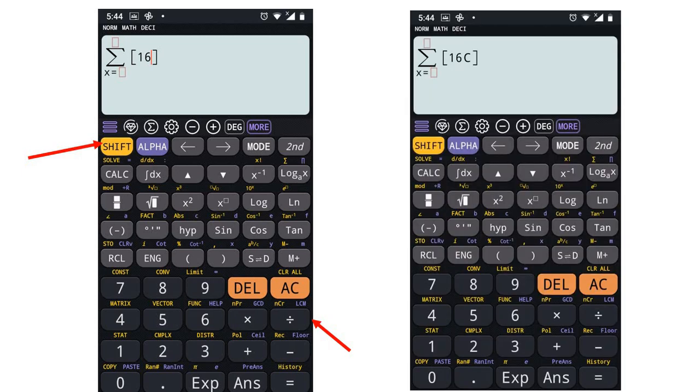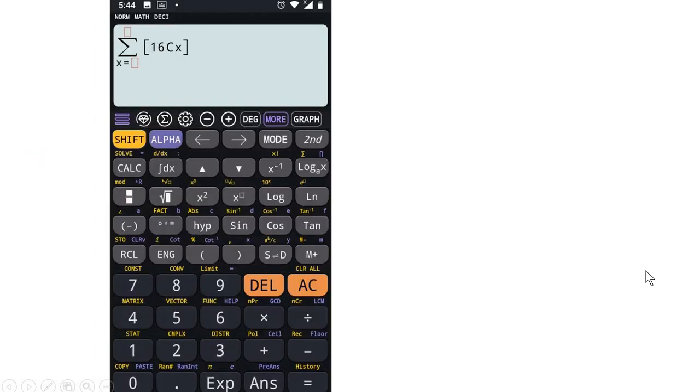Now I have to type the alphabet X. For that press alpha. Alpha denotes alphabet. And then variable X, which is the small bracket, because here you can observe we have a tiny blue colored print here which denotes X. Now you know how to type alphabets. So we have got 16CX.